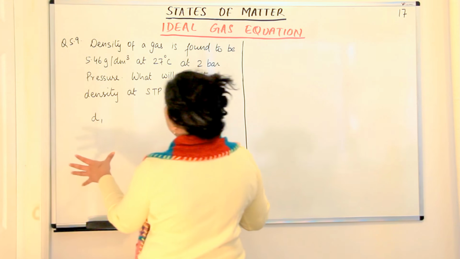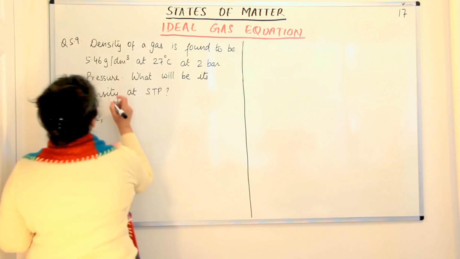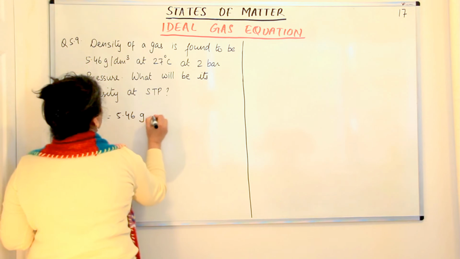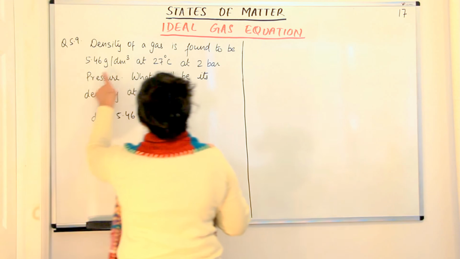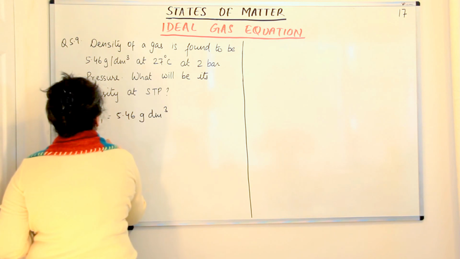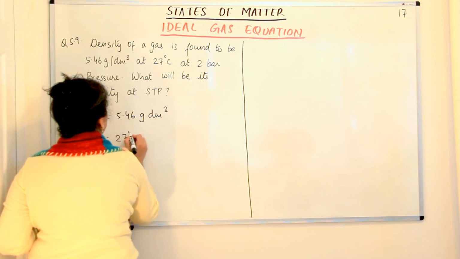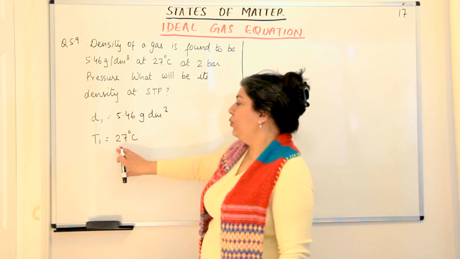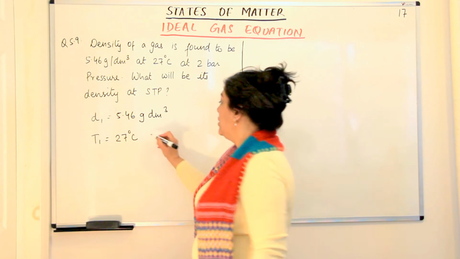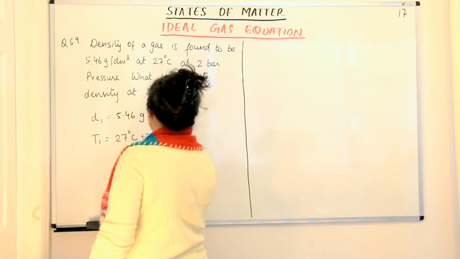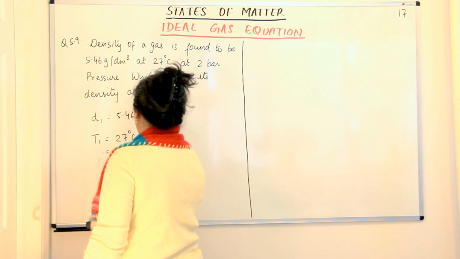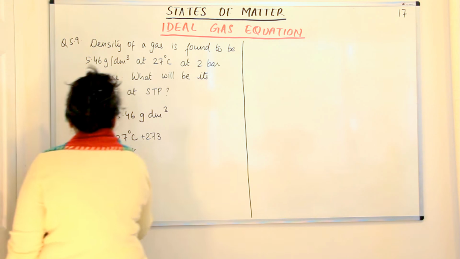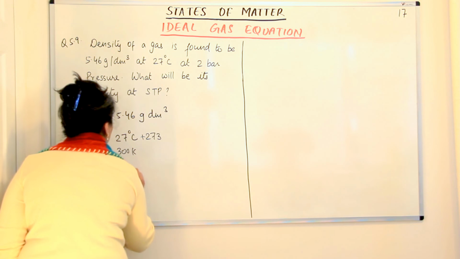We are looking for initial density and final density. D1 is 5.46 grams per decimeter cube, right? At T1, temperature is 27 degrees Celsius. For the use of temperature in gas laws, we always need the temperature to be in Kelvin. So add 273 to it and you will get 300 Kelvin, right? And the pressure given as P1 is 2 bar.